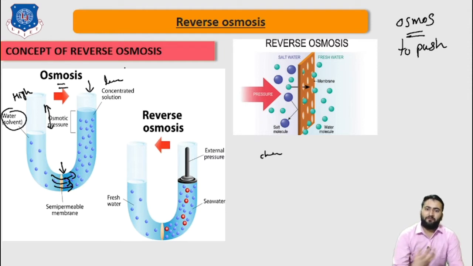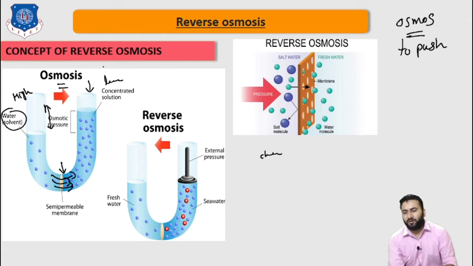Therefore, in an effort to equilibrate the difference in chemical potential, water begins to diffuse through the membrane from the water side to the salt water side. This movement is known as osmosis. The pressure exerted by the mass transfer is known as osmotic pressure.